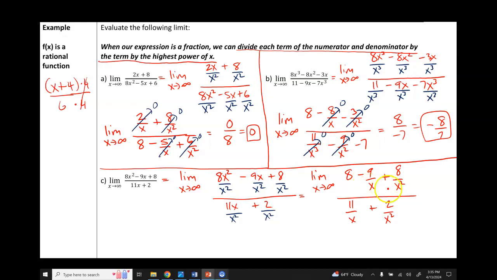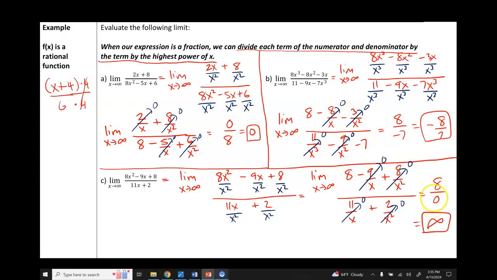If you replace all the x's with infinity, or a really, really big number that we know is close to infinity, then all of them are going to be zeros, and we have 8 over 0. 8 over 0 is undefined, which is going to be infinity.